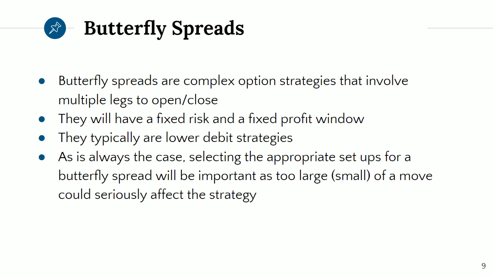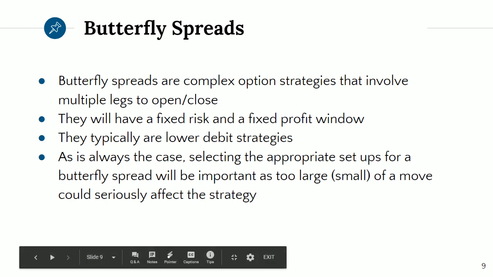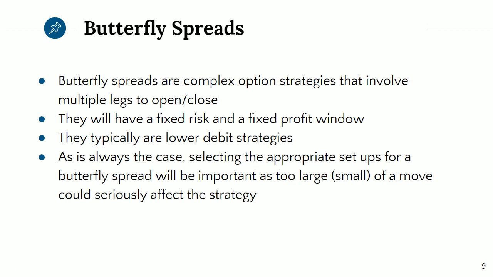So to summarize here, butterfly spreads are complex option strategies that involve multiple legs to open and close, okay? They're going to have a fixed risk and fixed profit window, kind of similar to your standard bull or bear spread, all right? They're going to be typically lower debit strategies. Out of the money will probably be even lower than at the money. Something to remember. And as is always the case, trade selection is going to be really important because if there's too large of a move, it could really affect the butterfly spread profit window, like we just went over.